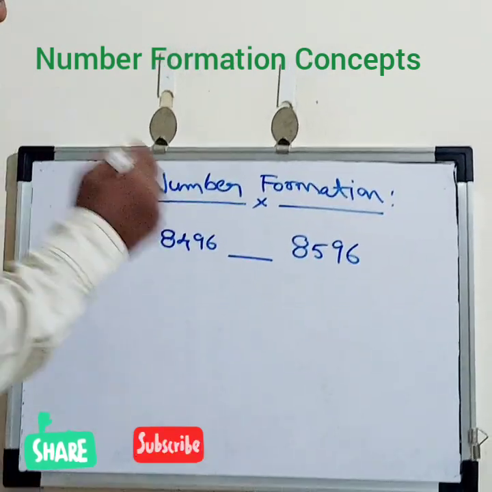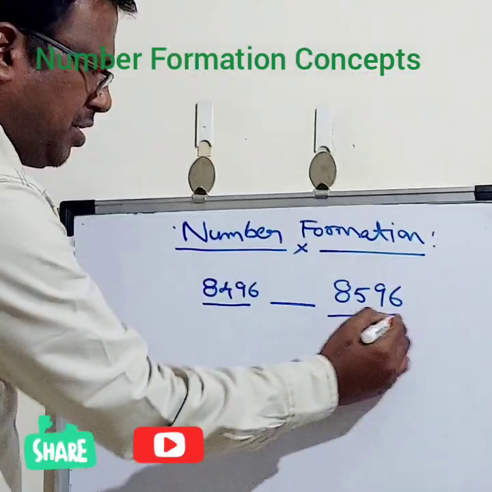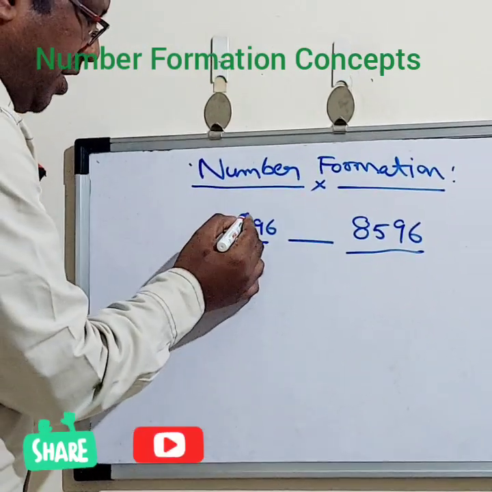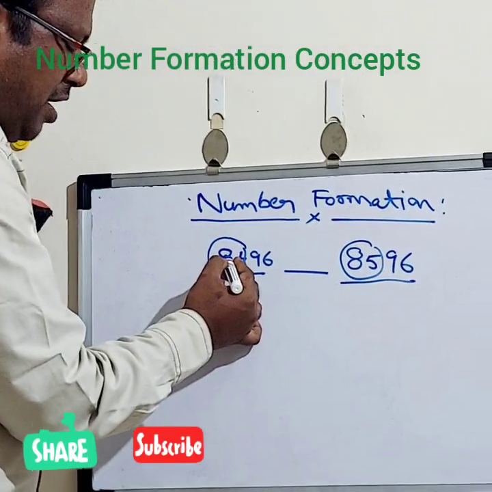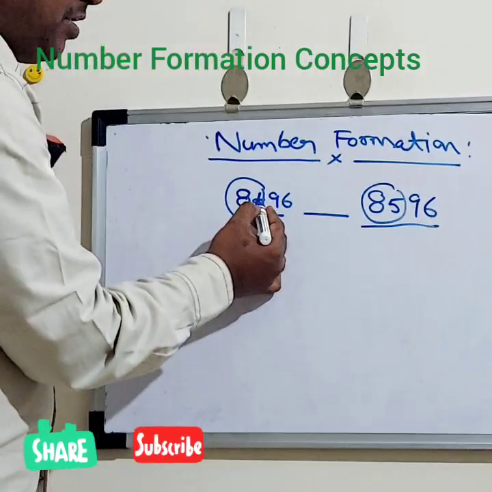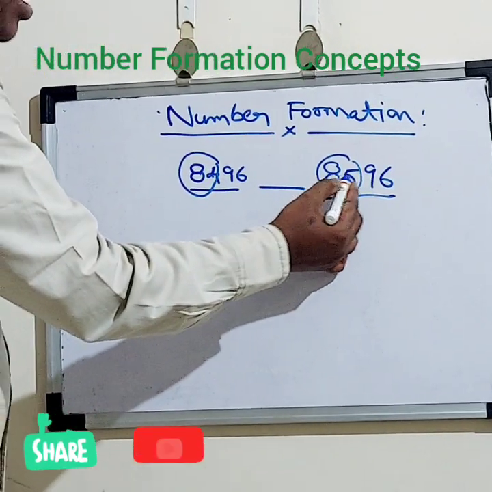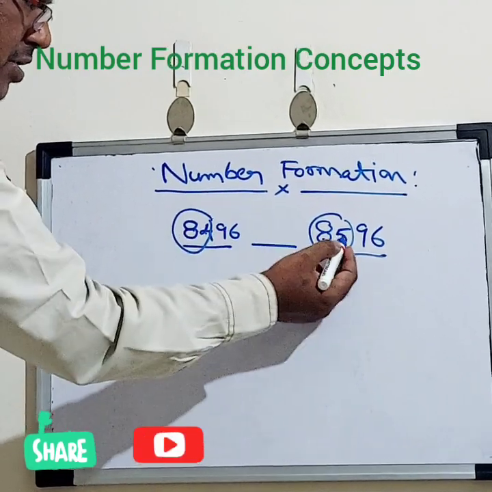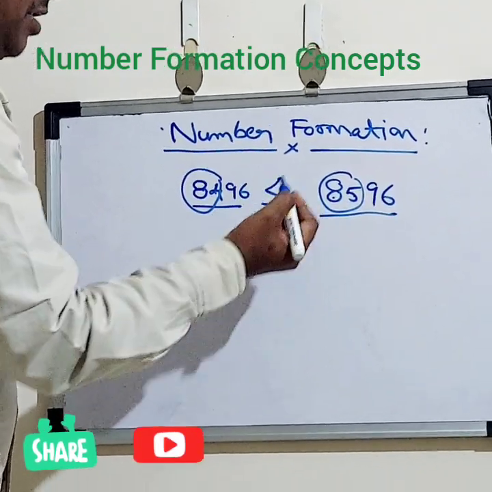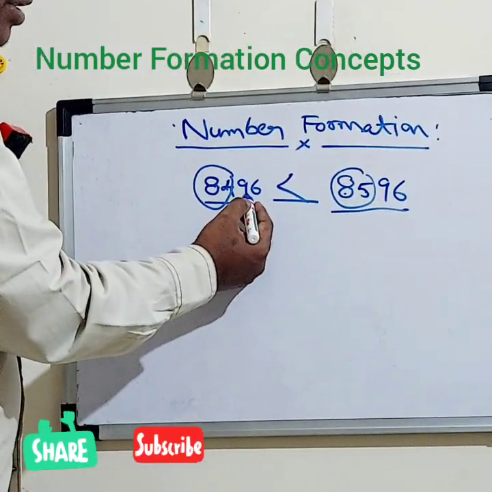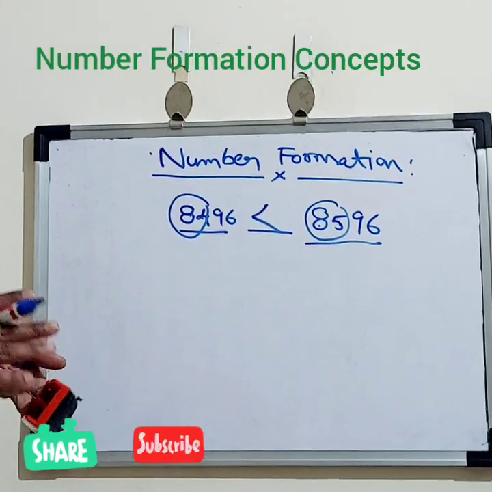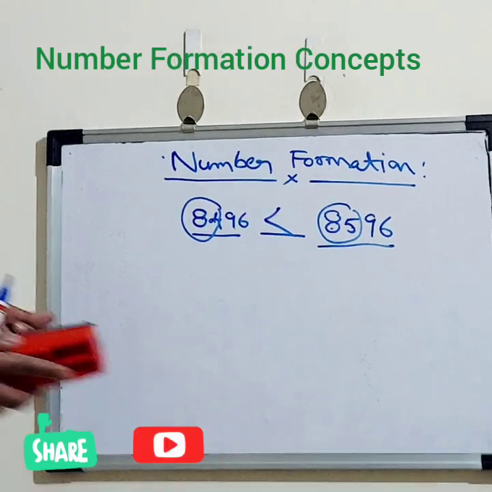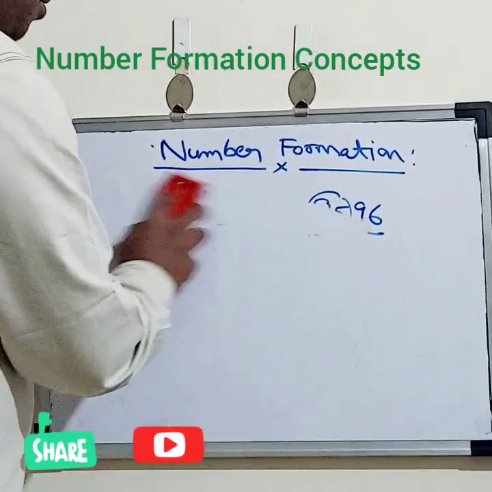In that case, no need of reading the complete number because both are 4-digit numbers. So compare the numbers 84 and 85. Because this is the 1000 place and this is the 100 place. So 84 is less than 85. Definitely it should be less than, because 8496 is less than 8596. So this is one of the simplest methods. And we'll discuss one more problem.